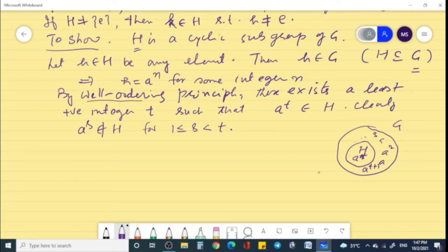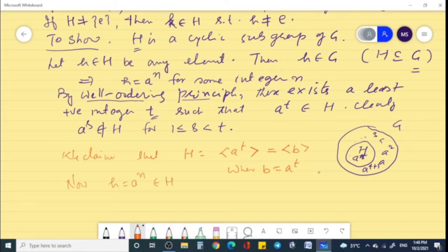So by the well ordering principle we have obtained a least positive integer t that will play an important role in describing the generator. In fact, we claim that H is generated by this a^t, which we can call b, where b equals a^t. Okay, we claim that. As we have already seen, now h equal a raised to power n belongs to H, and b is a raised to power t belongs to H.